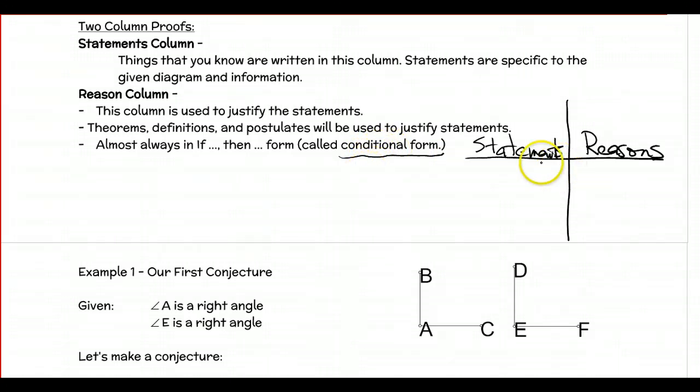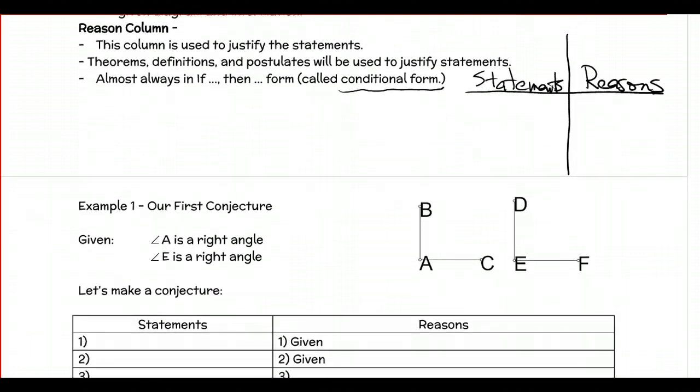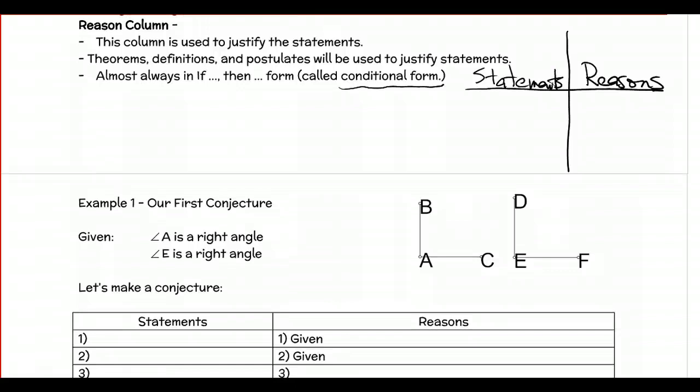Okay, statements are very specific. We're going to talk about specific angles, specific segments, specific triangles in the statements. The reasons are very general. Those are the theorems, the definitions, or the postulates. Again, if you have any trouble at all at the beginning, make sure that you get help and ask questions. All right, so let's take a look at an example.